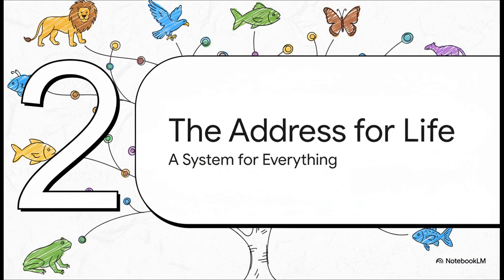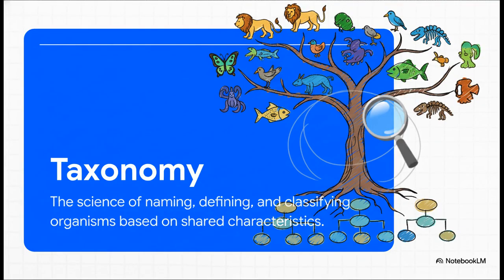Which brings us to the solution. To navigate this impossible library, scientists came up with a truly brilliant system. It's like a biological search engine for all of life. This is how we give every single living thing a unique, logical place in the grand scheme of things. The official name for this whole field is taxonomy, and the idea behind it is actually pretty simple, but it's incredibly powerful. You just group organisms based on what they have in common. Their body structure, their genetics, how they develop. It's the official rulebook for building the entire tree of life.